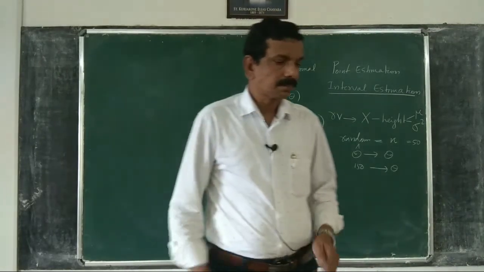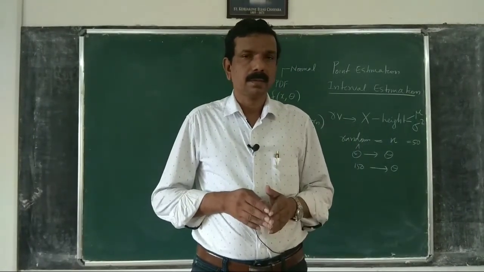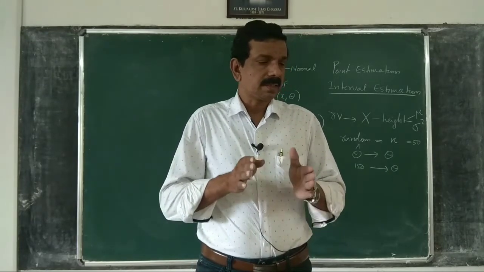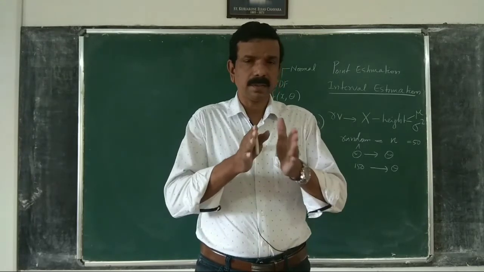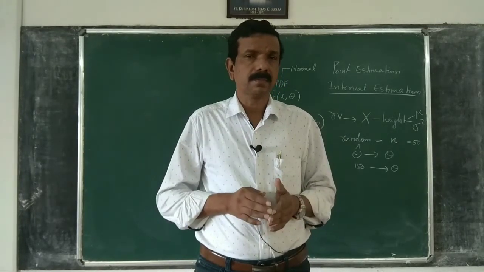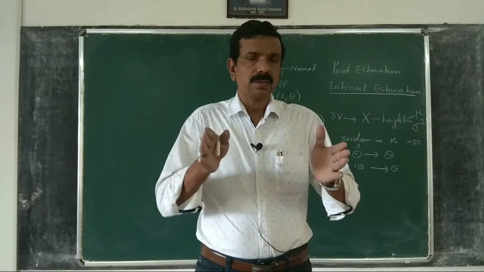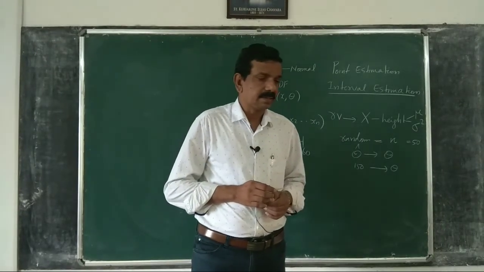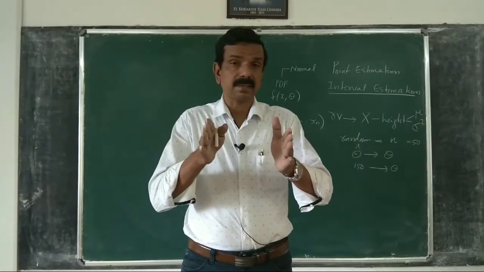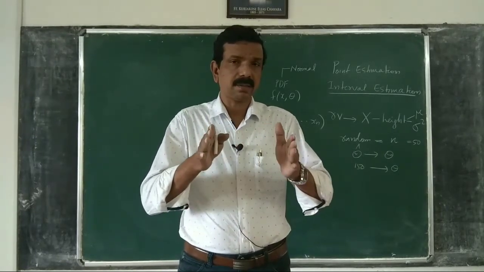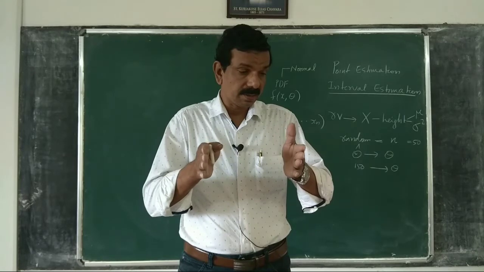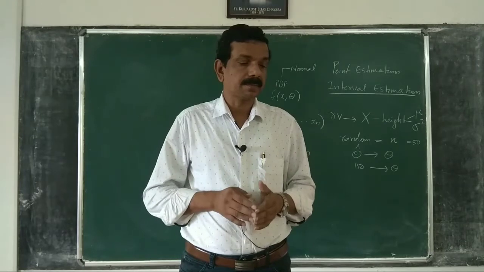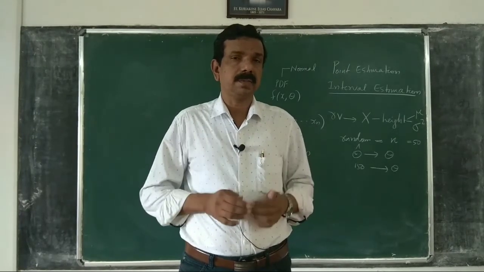So the point is, instead of depending on the point estimation, we construct an interval around the point estimation, taking 2 or 3 standard errors on either side, such that this interval has, say, 95% probability of including the parameter. This is the idea behind interval estimation.